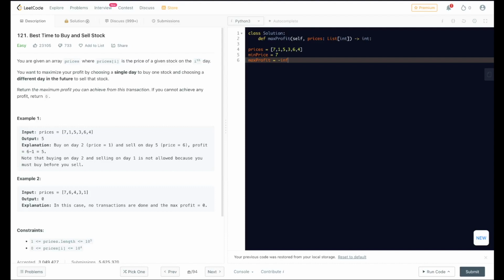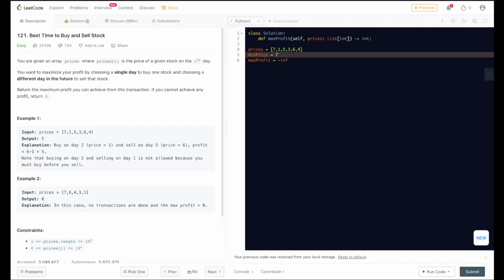As I've hinted in the conceptual overview of the algorithm, we're going to hold two different variables. The first one is min price, and the second one is max profit. We will initialize our min value to the first element of the array, which is 7 in this case, and the max profit to negative infinity because we haven't made any transaction just yet. And then we're going to start iterating from the first index, which has the value 1 in our example.